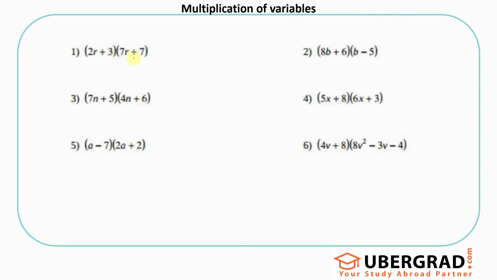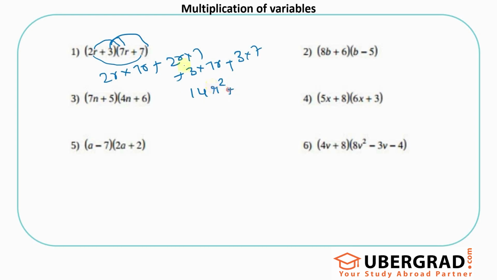Like if I do this, all you have to do is this. First do this one, 2r into 7r, plus this one, 2r into 7, plus then 3 into 7r, plus 3 into 7. So 2r into 7r is 14r square, plus 14r, plus 21r, plus 21. So I can add these because the coefficient is r and r. That will be 35r plus 21.